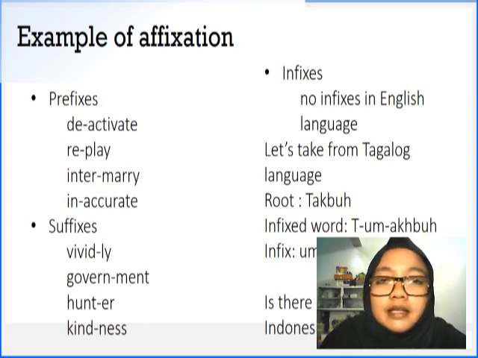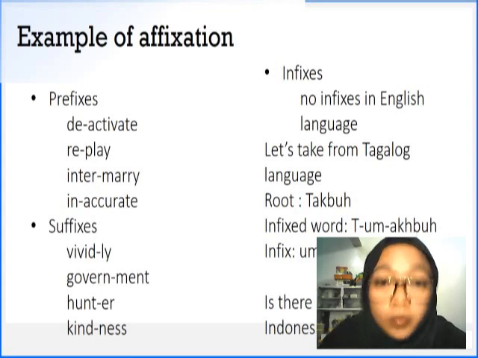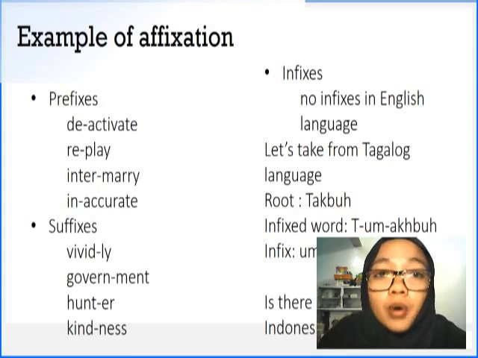For infixes, like I have said before, there is no English word that has the process of infixation. We have another example from the Tagalog language. The root is takbuh. The infix element is um, and it is added between or within the base. We separate the t and then put in the infix, so that the final part is akbuh, and it becomes tumakbuh.